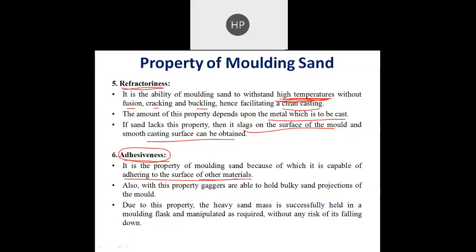And also with this property, gaggers are able to hold bulky sand projections of the mold. Due to this property, the heavy sand mass is successfully held in a molding flask and manipulated as required. So adhesiveness is a very important property of the sand to stick with other material, so that a very bulky sand mass can be easily handled without the mold falling down. Okay, so this is adhesiveness.